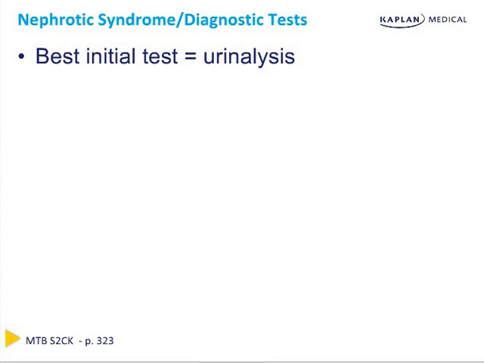If you're presented with a patient in whom you suspect nephrotic syndrome, the best initial test is always urinalysis. What urinalysis will do for you is it will confirm the proteinuria, and if you look at the protein under the microscope, you may see something called a Maltese cross. This is where there are lipid deposits in sloughed-off tubular cells.